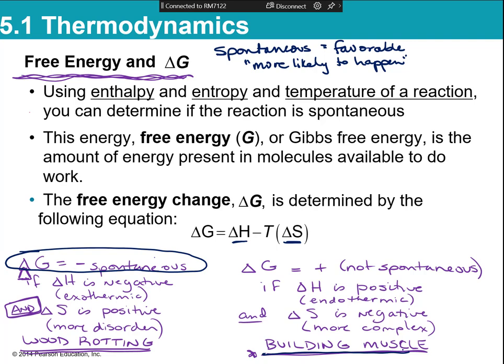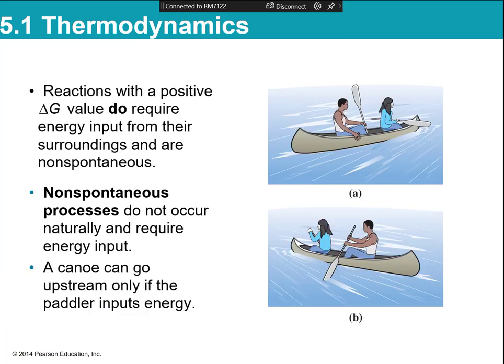So in that delta G, since delta H is a positive number and delta S is a negative number, minus a negative number is the same thing as adding a number, because the two negatives cancel each other out. That's why delta G becomes positive. That's not spontaneous and will require a lot of work to make it happen. So that's kind of like the analogy they did in this one.